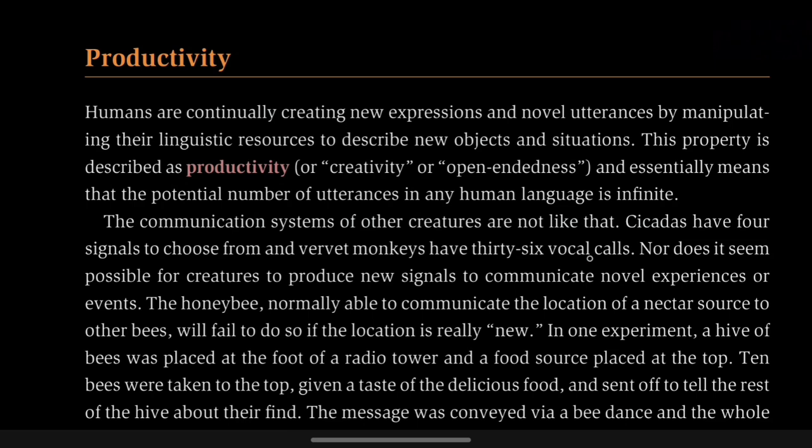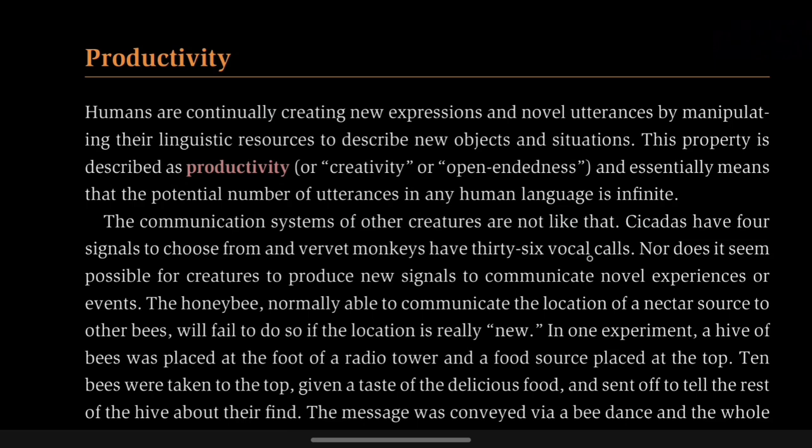An example: humans are continually creating new expressions and novel utterances by manipulating their linguistic resources to describe new objects and situations. When someone creates some object, he could call it anything he wants, any new word, new name for that thing that he invented, or for new situations. For example, when you see a dragon, you could say, "Hey, watch out."